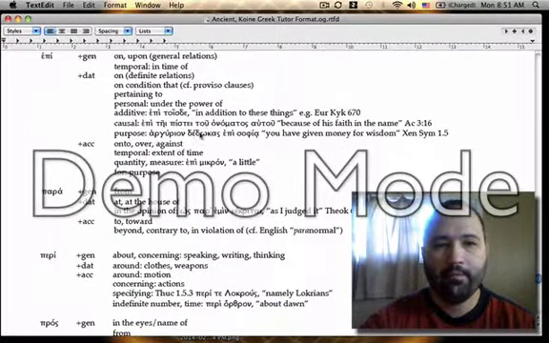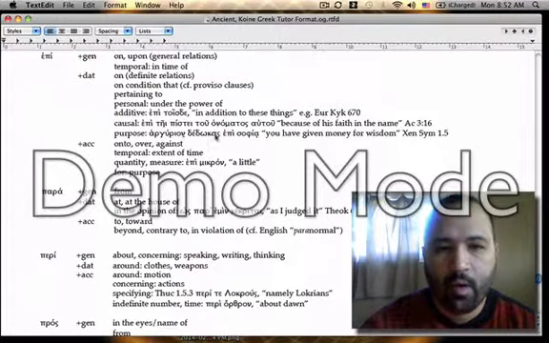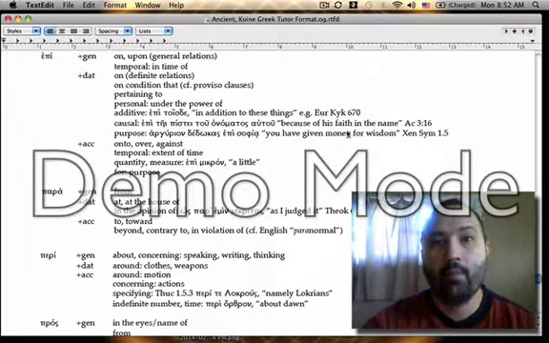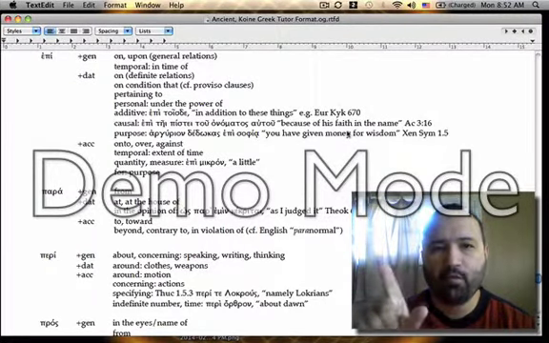Also, epi with the dative is used for purposes. Okay? So, for example, argirion dedokas epi sophia. Epi sophia is the purpose here. You have given money for wisdom, epi sophia.